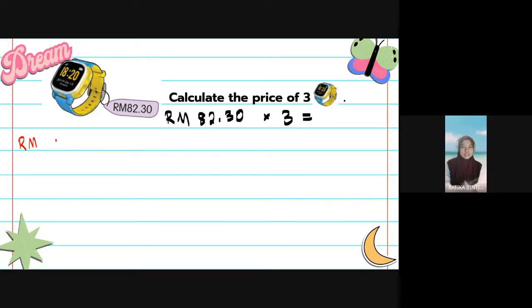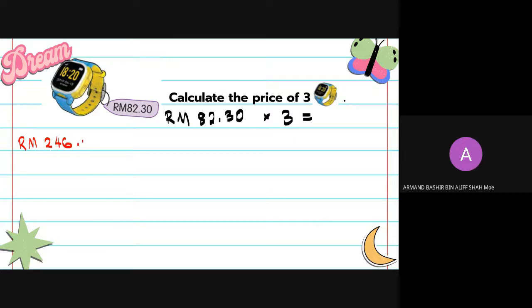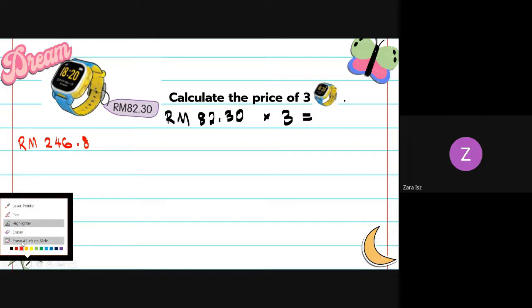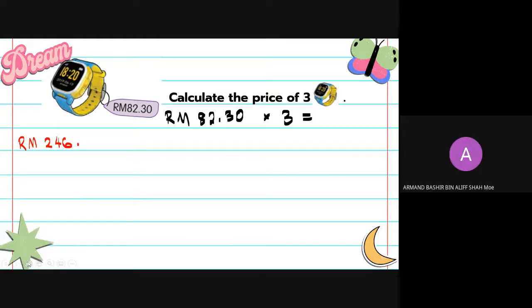Delisha? Done? 246 ringgit and 90 cents. Slowly, Zara, slowly. 246 ringgit and 90 cents. Pardon? 80 sen? No? 90 cents. 90 sen. Okay, wait. 90 sen. Arman? Sorry, Arman. Can you repeat? 90 cents.